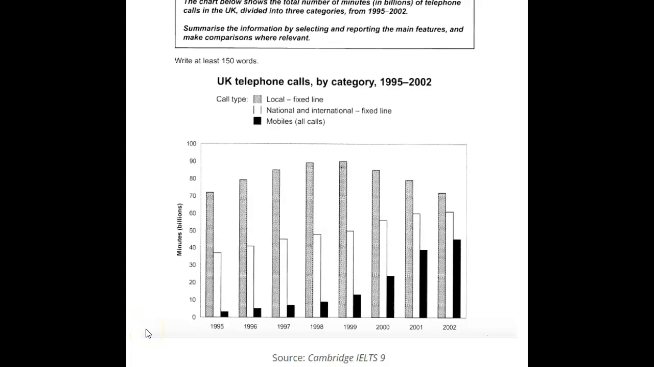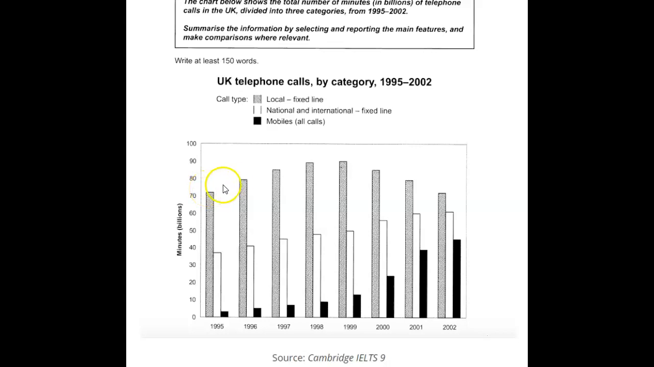Okay, so we're going to start by looking at this particular bar chart because I think this is the type of diagram that most people are comfortable with and they're most familiar with. So let's talk a little bit about the kind of language we would use here. Now, more likely than not, you would probably start off by talking about this figure here, okay? The local fixed line. So you would probably say something like in 1995, local fixed line minutes numbered around 70 billion.